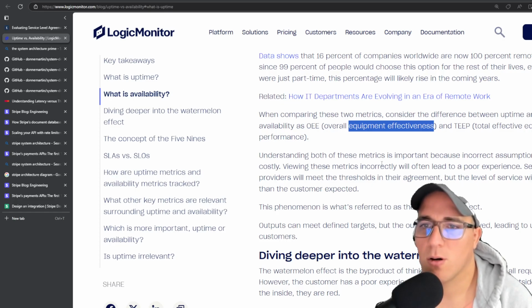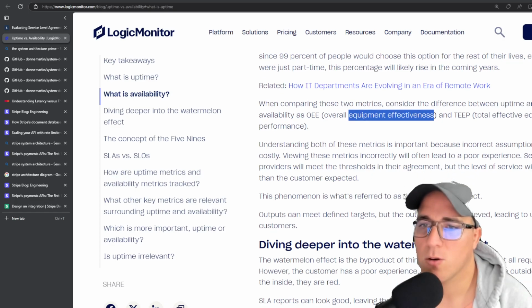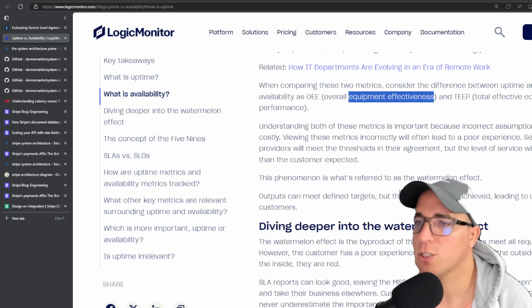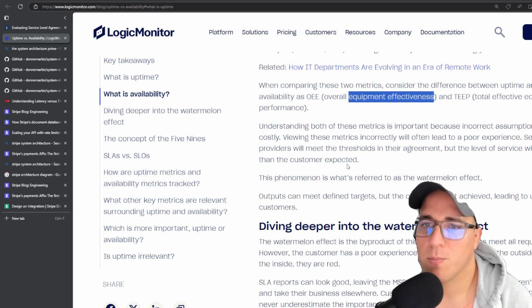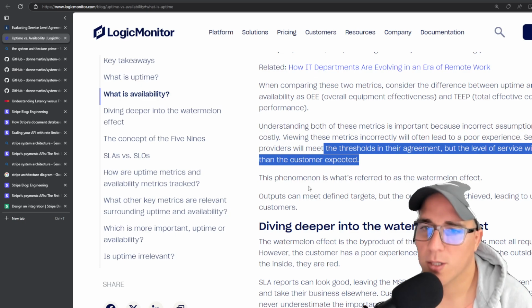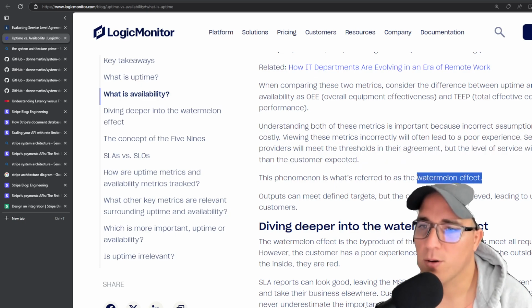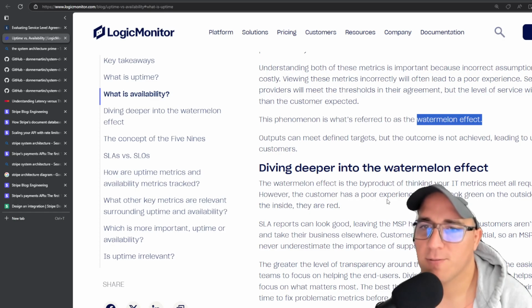Understanding both of these metrics is important because incorrect assumptions can be costly. Viewing this metric incorrectly will often lead to a poor experience. The service provider will meet the threshold in their agreement, but the level of service will be lower than the customer expected. This phenomenon is referred to as the watermelon effect. Output can meet the final target, but the outcome is not achieved, leading to unhappy customers.